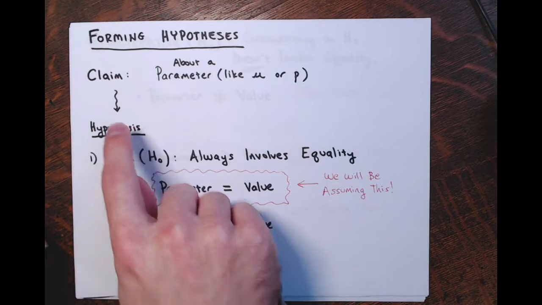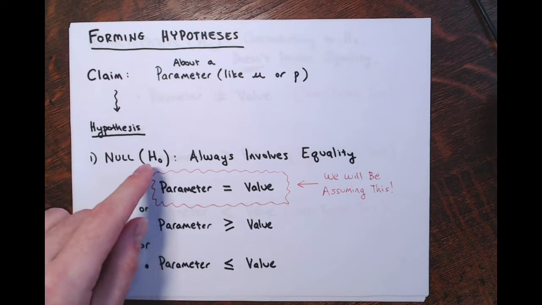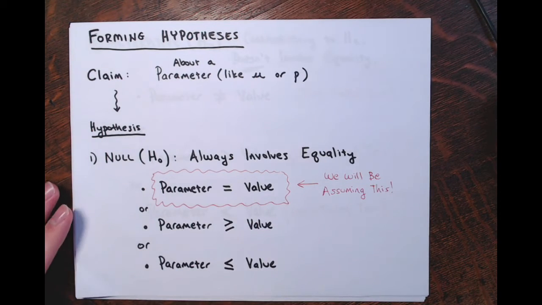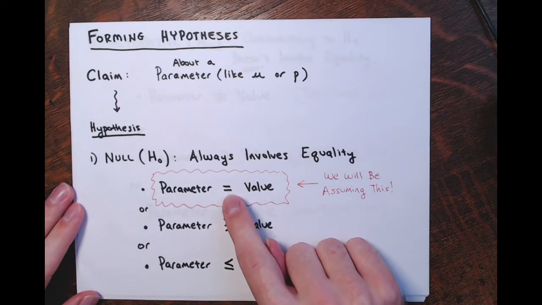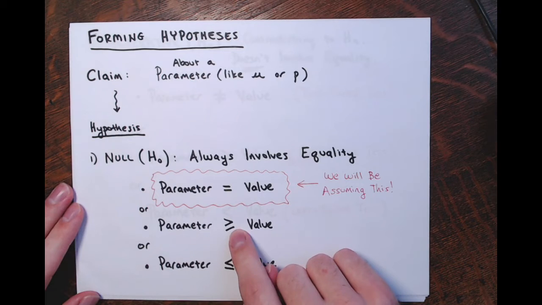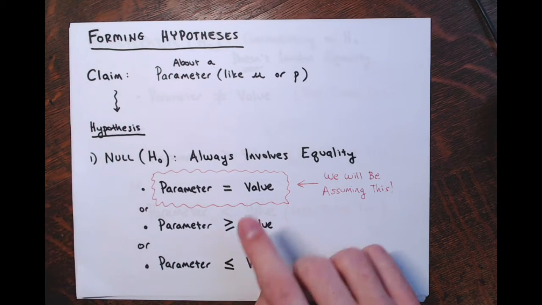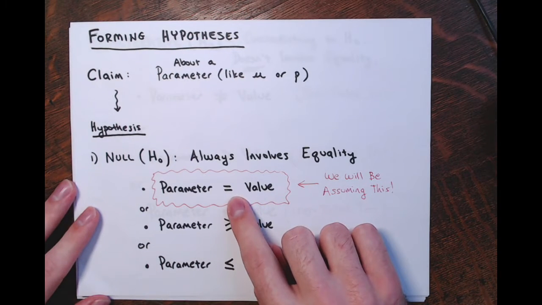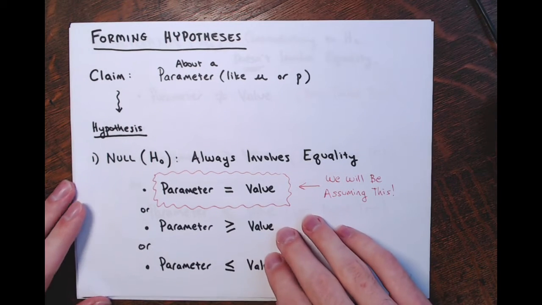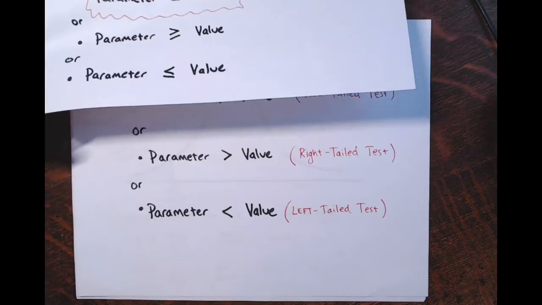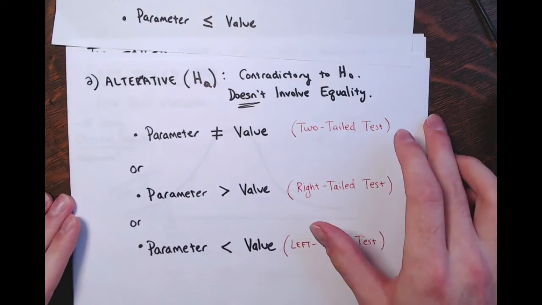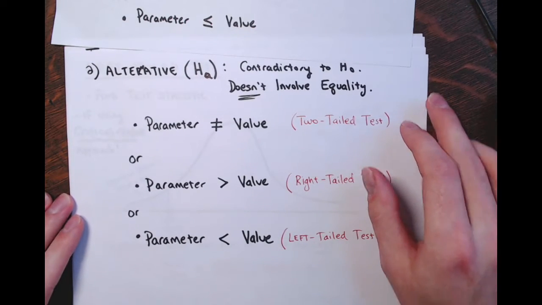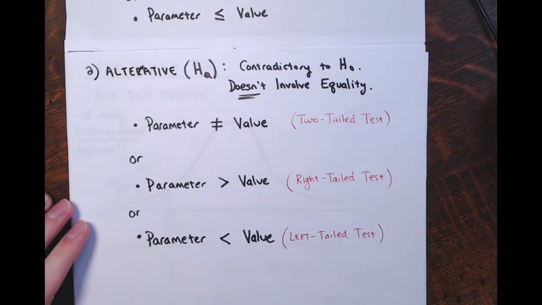And then from that claim, you form hypotheses. The null hypothesis always involves equality, that the parameter is equal to some value, which we'll be using all the time here. You could have greater than or equal to or less than or equal to as well, but in this book, it's always going to be just that the parameter equals a specific value. And then the opposite of this is the alternative hypothesis, and it's how the alternative hypothesis looks that determines what kind of test you're performing.